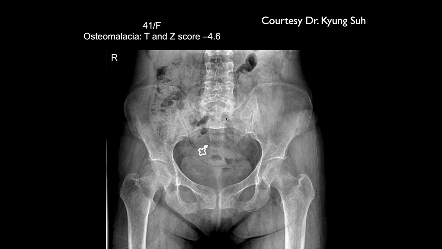There's irregularities of that inferior pubic rami bilaterally. I don't know if there's a previous remote fracture deformities there.